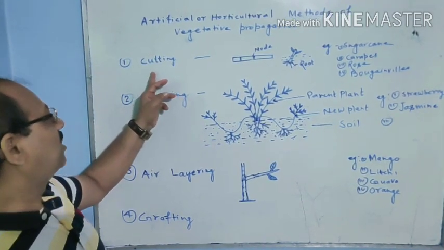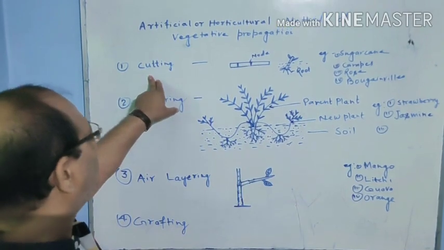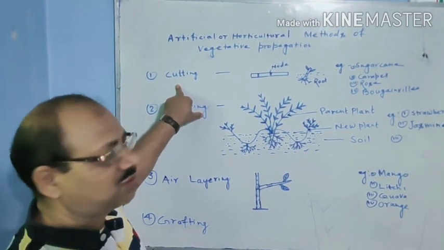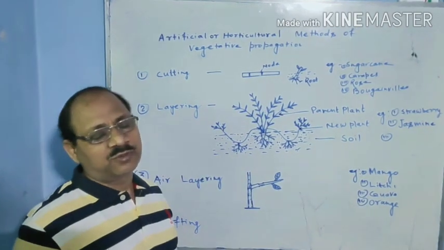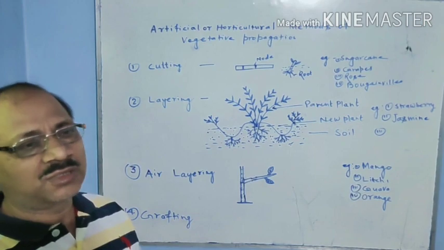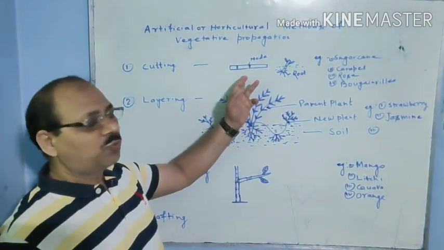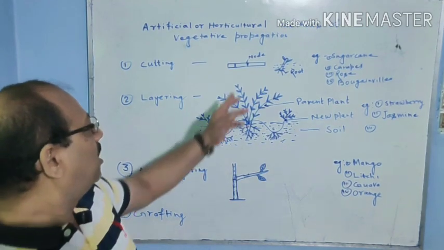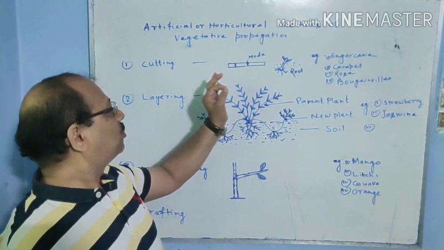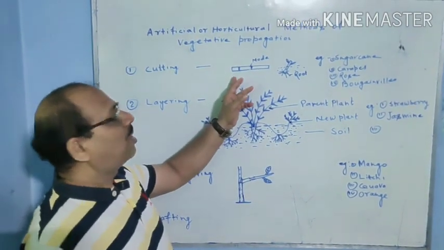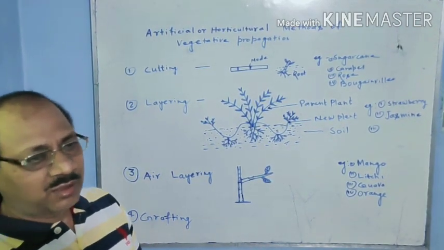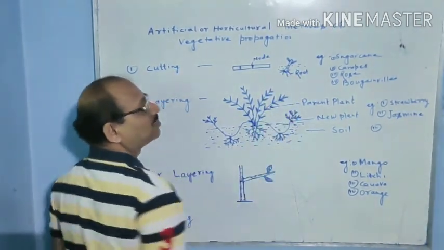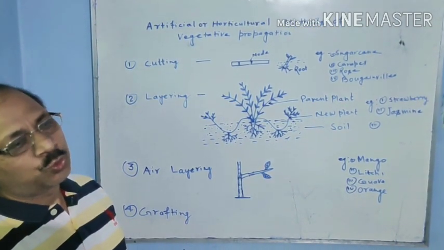Now I am going to discuss the cutting method. It is a method of artificial vegetative propagation in which a suitable piece of stem of a plant is cut and one end is buried or placed in moist soil. This suitable piece should contain nodes. When it is placed in moist soil, after a few days it develops roots and gives rise to a new plant.